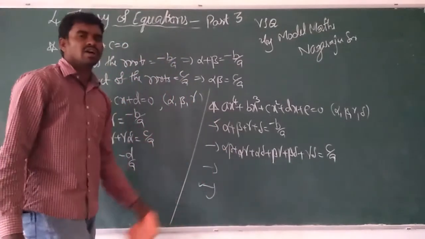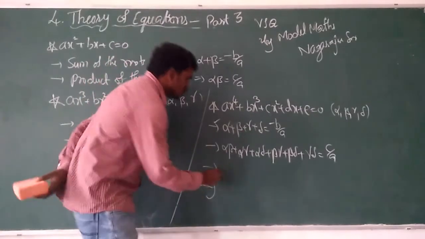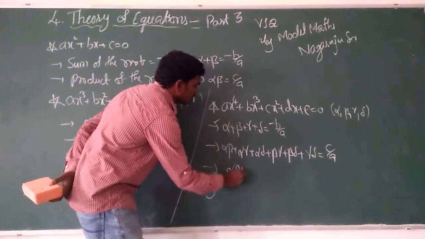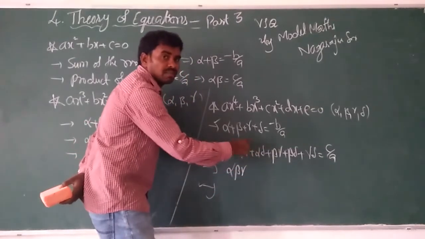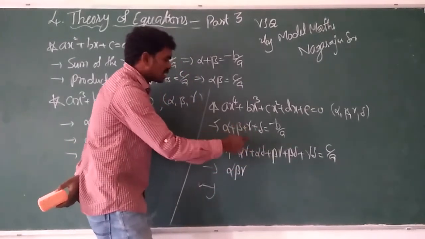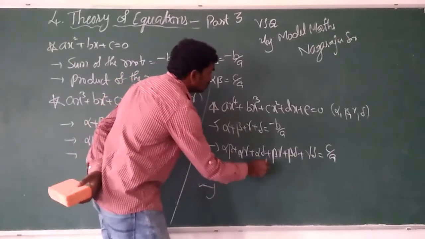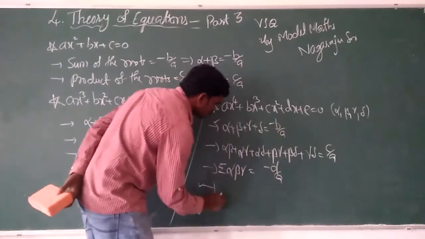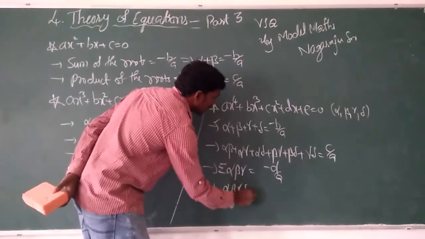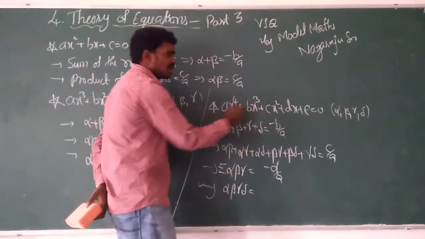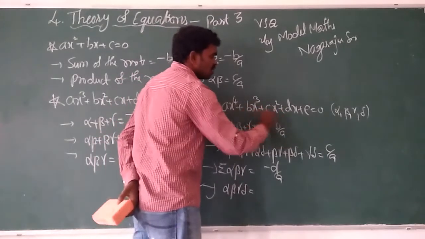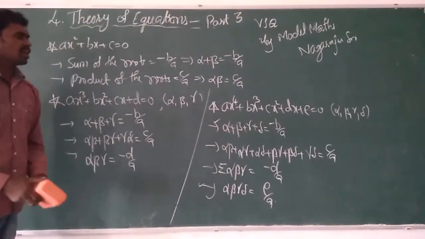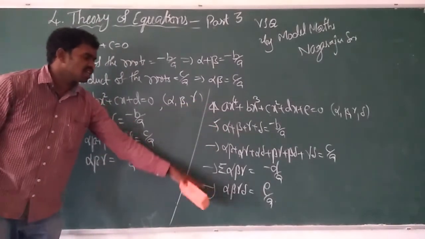The second and third are not needed. Next, the sum of the products of three roots taken at a time, that is alpha beta gamma, alpha beta delta, alpha gamma delta, beta gamma delta, is minus d by a. And the last one is the product of the roots alpha beta gamma delta, which is e by a. So four conditions. We mostly use the first and last conditions in the long questions.